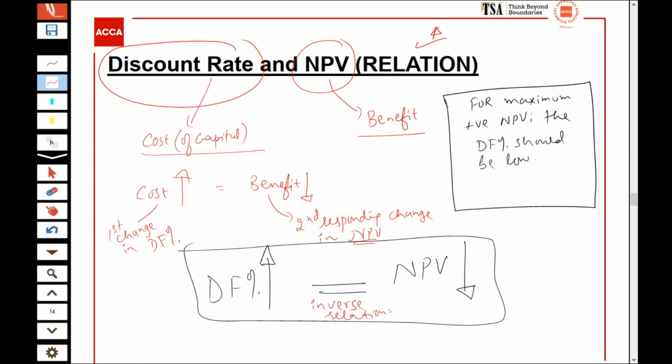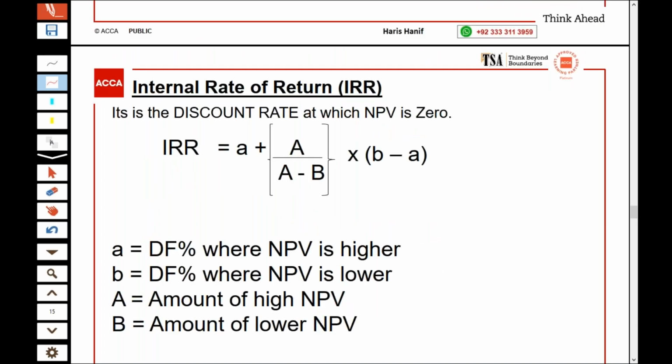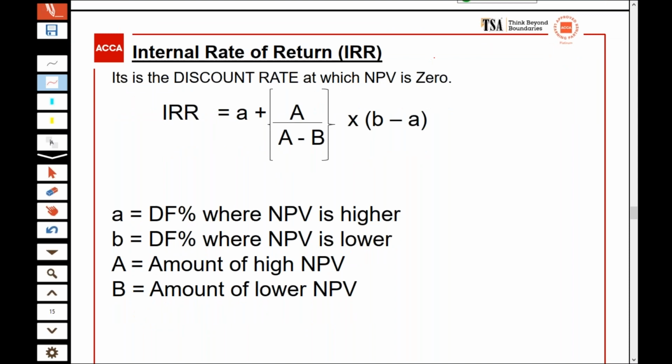Okay, let's now move to the next slide. The second thing is internal rate of return. I have told you that there are four techniques which we are going to study. Number one was net present value, which we had done. Number two is the internal rate of return, IRR. What is IRR? It is the discount rate at which net present value is zero.